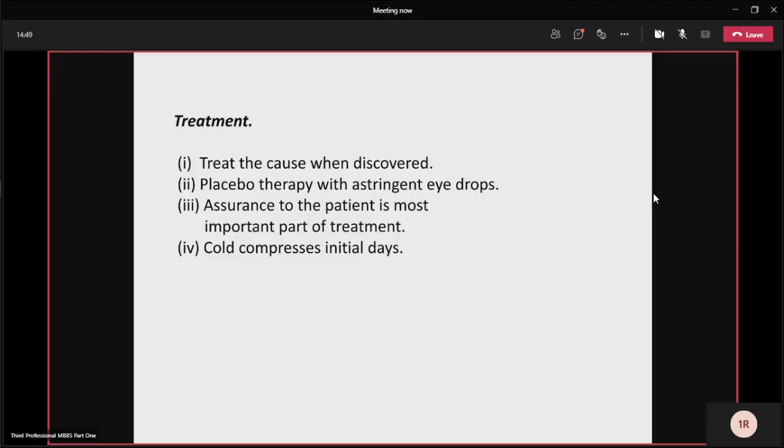Okay, you can give a tear substitute drop. And in the initial days you can advise a cold compress, and after 2 to 3 days you can advise hot compression. But this is not essential. Only tear substitute is given, and it is placebo therapy, and it will resolve spontaneously.